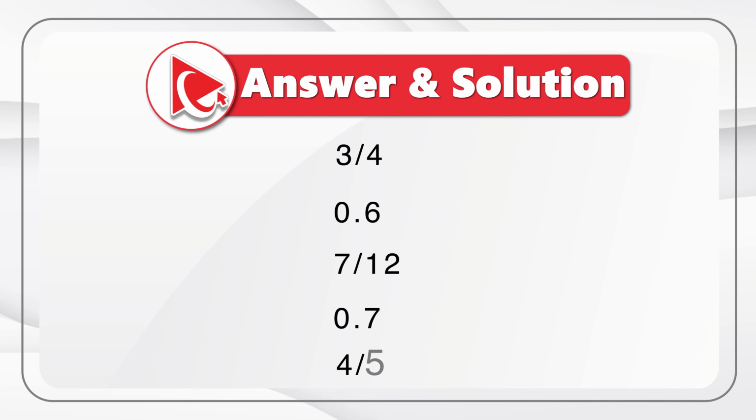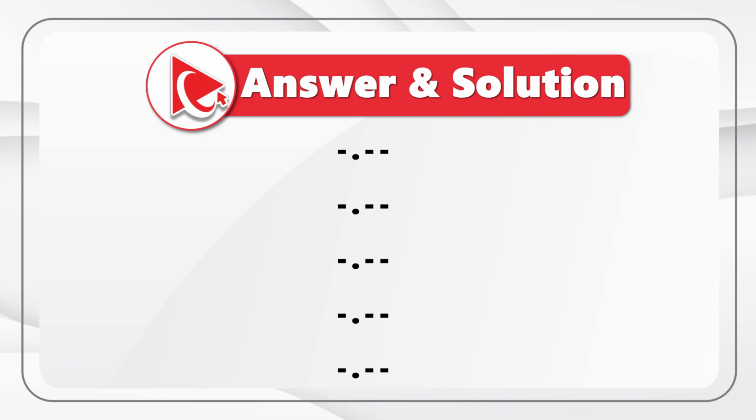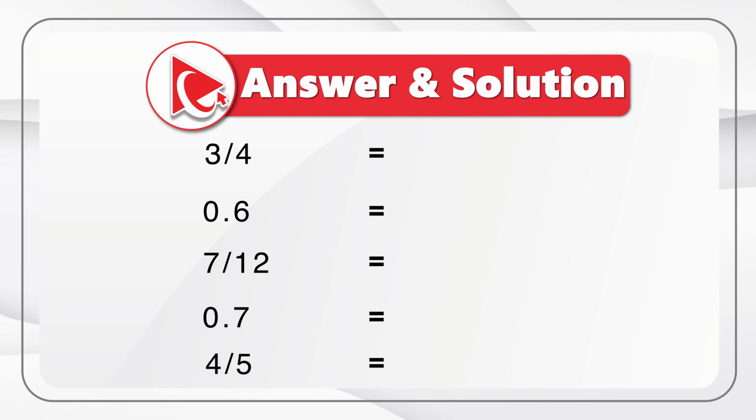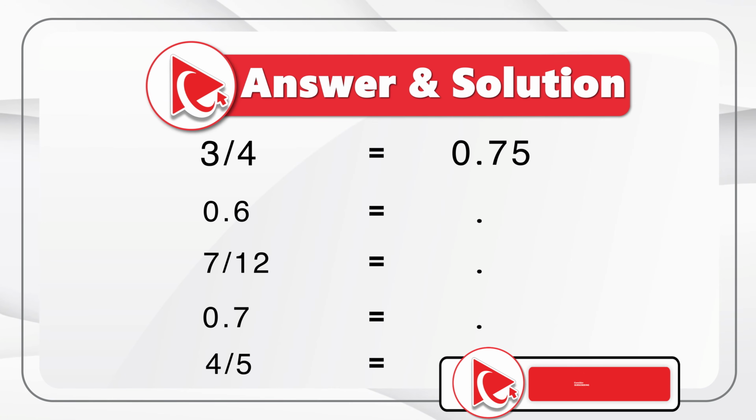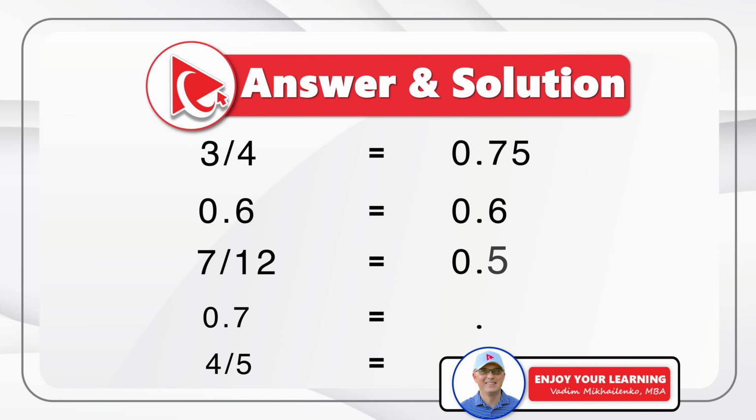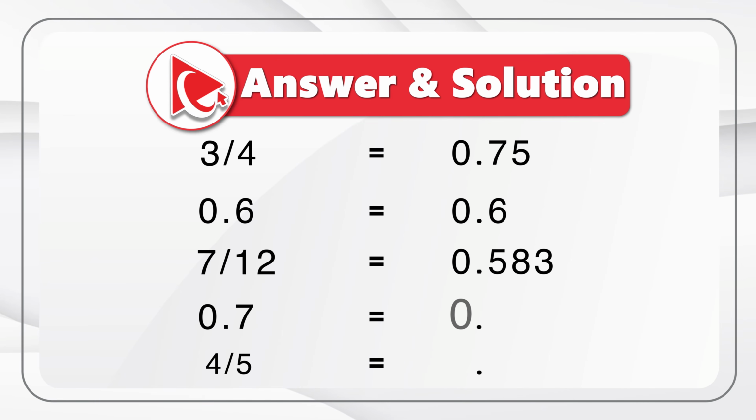To get to the correct answer, we need to convert all the values to the common format. You can convert all the values to decimals, or you convert all the values to fractions. It doesn't matter, but it has to be common. I chose decimal format. 3/4 in decimal is 0.75. 0.6 is 0.6. And 7/12 is 0.583. 0.7 has the same value, and 4/5 is 0.8.